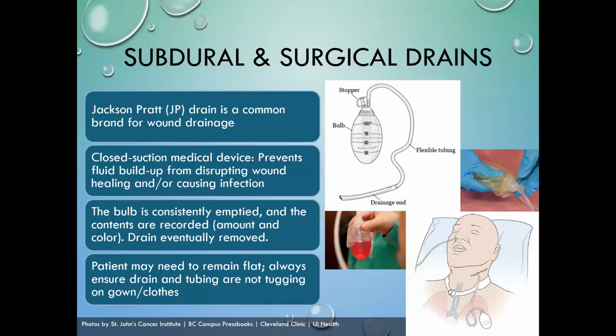So just like with our other lines and equipment, it's good to know if someone has a JP drain, because you'll want to be aware of it in your surroundings. If you notice a poor connection or that it's catching on something, you'll want to notify the nurse. Depending on the site of the drain, they may need to lay flat or in a specific position. Again, this is something that the nurse would notify you of when you ask if you can work with the patient. So it's always essential to check in with them.